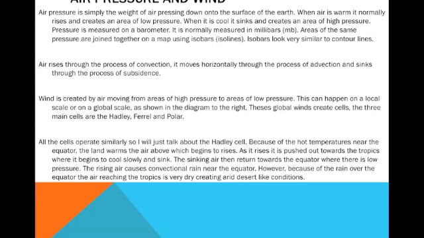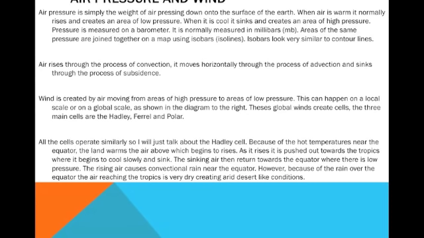So global winds can create cells. The three main cells are the Hadley, Ferrel, and Polar cells, but you don't need to know that in so much detail, but fairly some. So all the cells operate very similarly, so I will just talk about the Hadley one, okay?